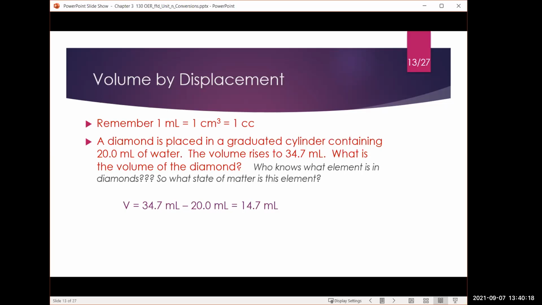Now you have the volume of that diamond. Now you have the volume of anything that's not a regular shape and that you can't measure directly. And now you simply have to weigh it. And now you have a density, okay?